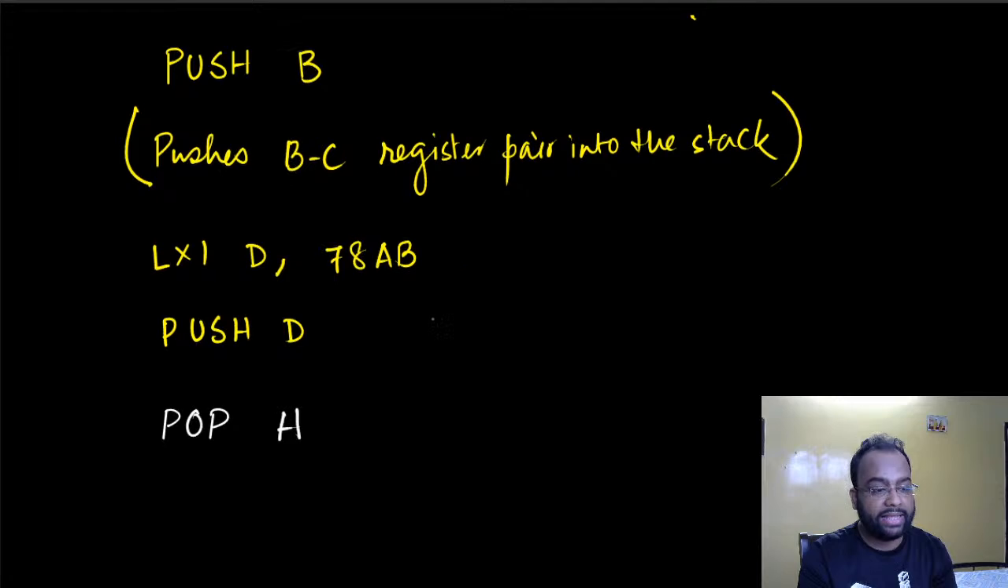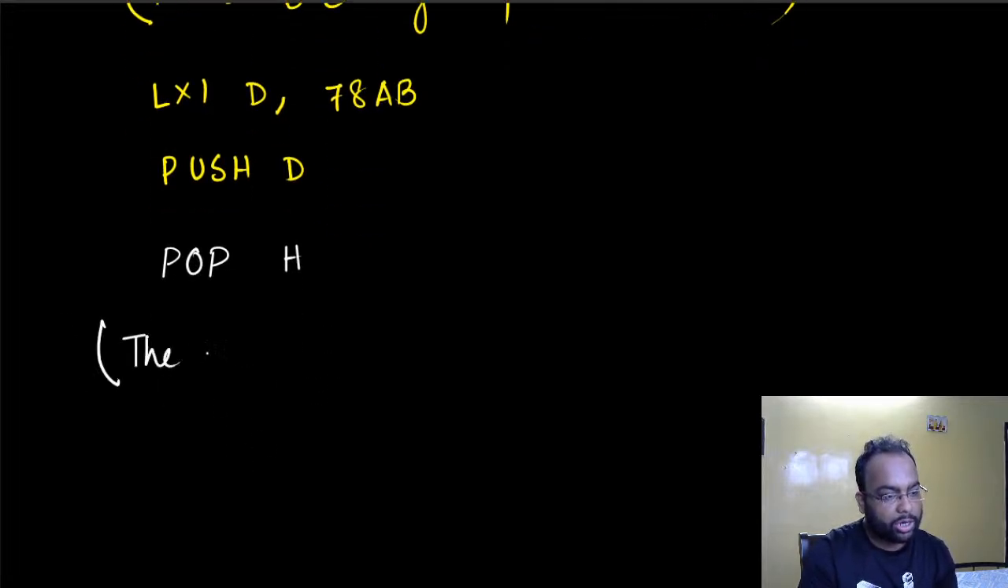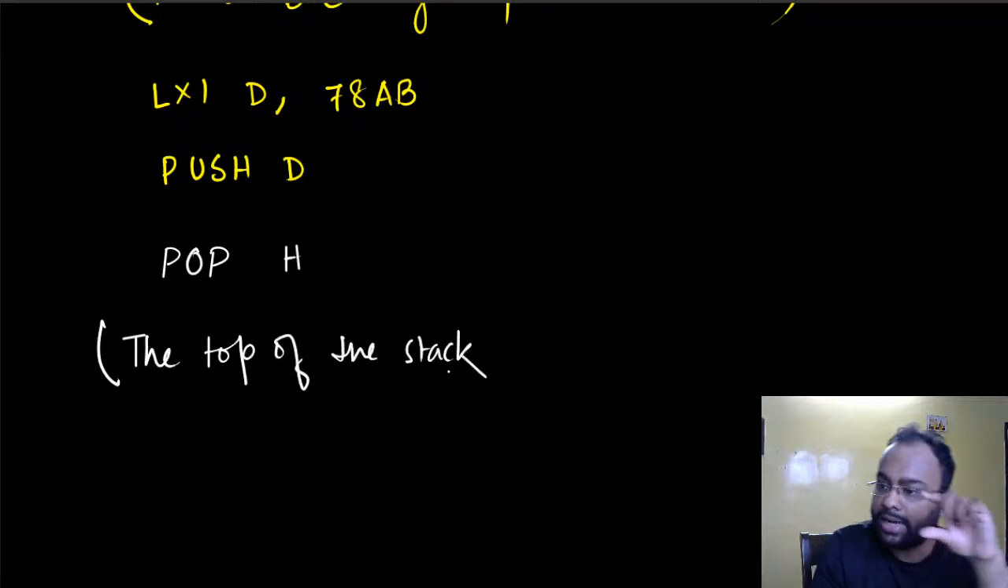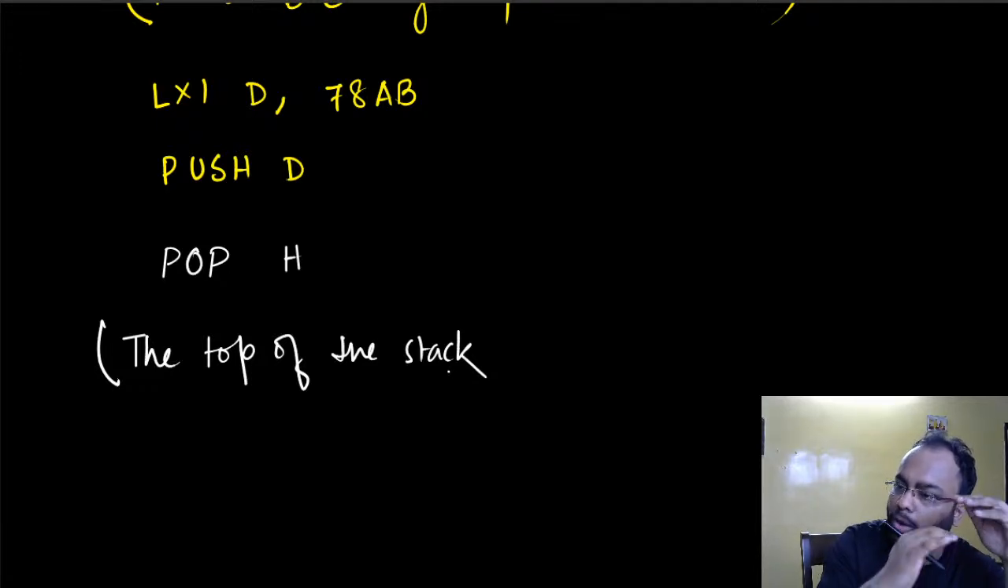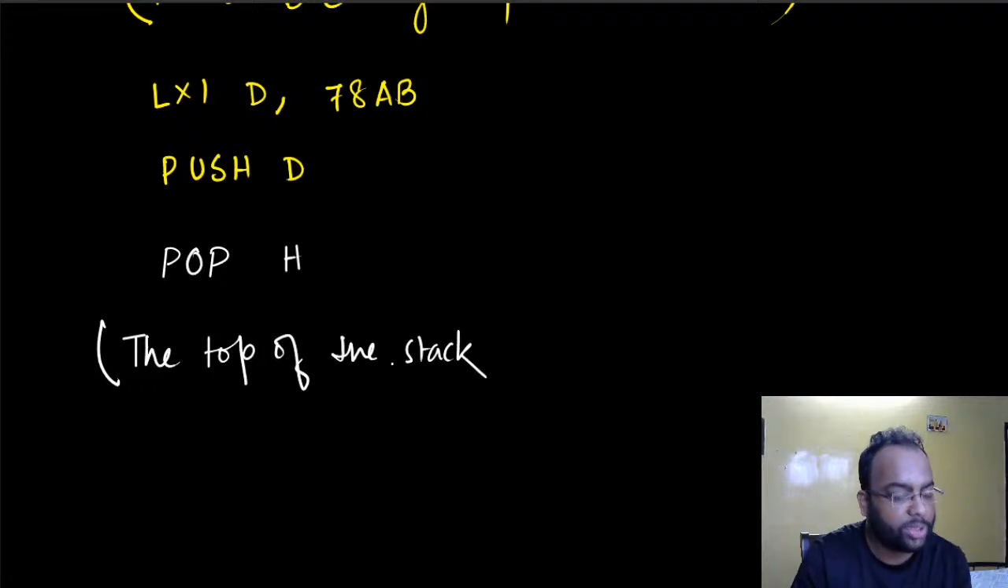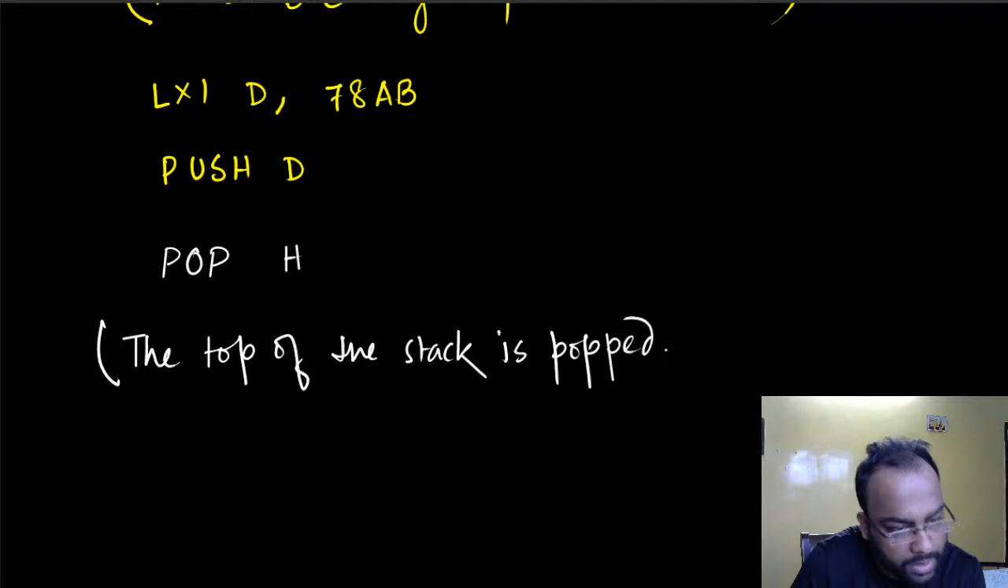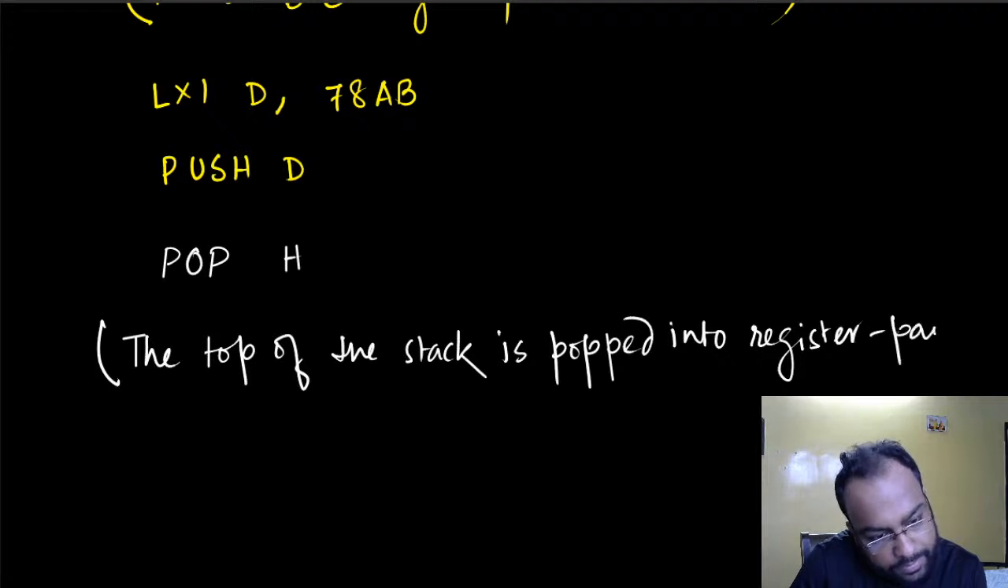So I did this instruction pop H. What happens is that, again in 8085, the stack works in 2 bytes, right? So every time you push something, you have to push 2 bytes of memory. And whenever you pop something, you also have to pop 2 bytes of information, right? So the top of the stack is popped into register pair HL.